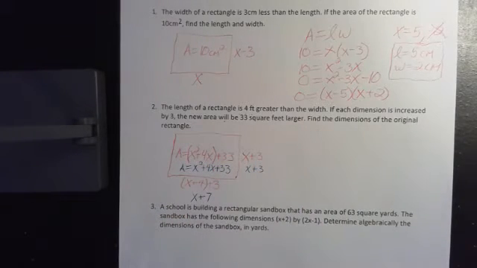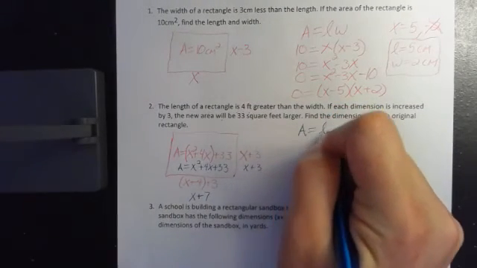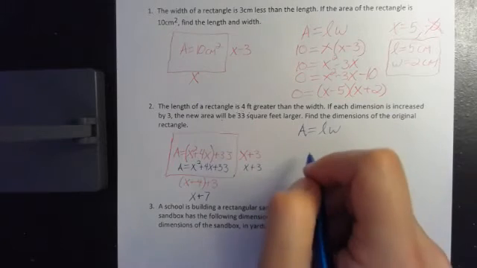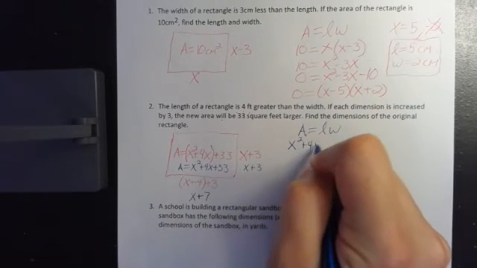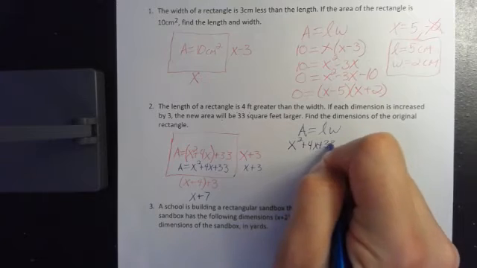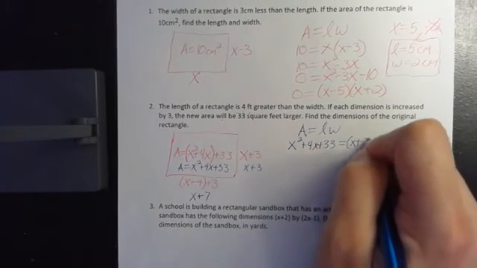So now what we need to do is set up an equation in order to figure out what x is. So we know that our area is equal to the length times the width. Our area is x squared plus 4x plus 33. Our length is x plus 7.